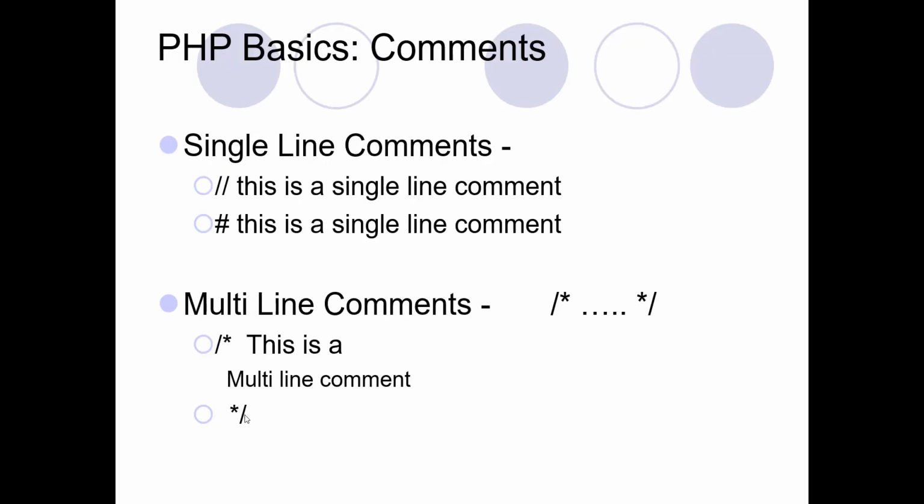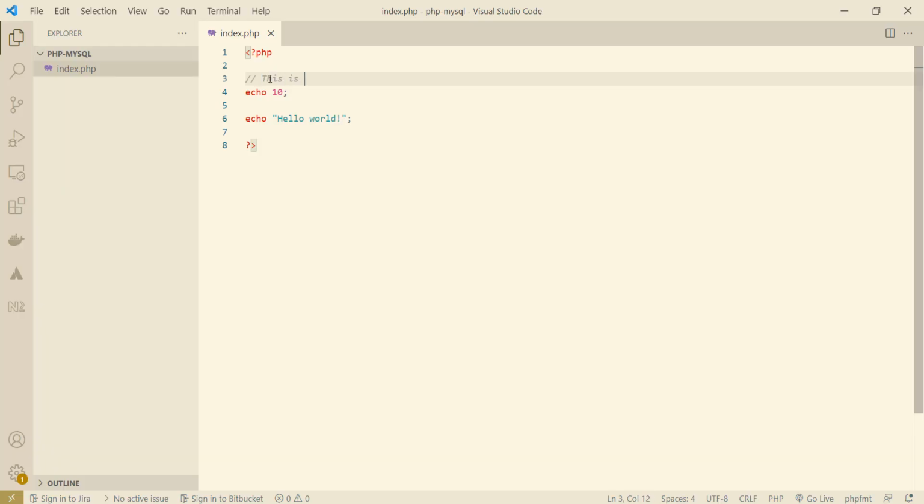Comments in PHP make the code more readable. We can use single line comments or multi-line comments. Single line comments can start with a double forward slash or a hash symbol, while multi-line comments start with a forward slash and a star sign and end with a star sign and a forward slash.